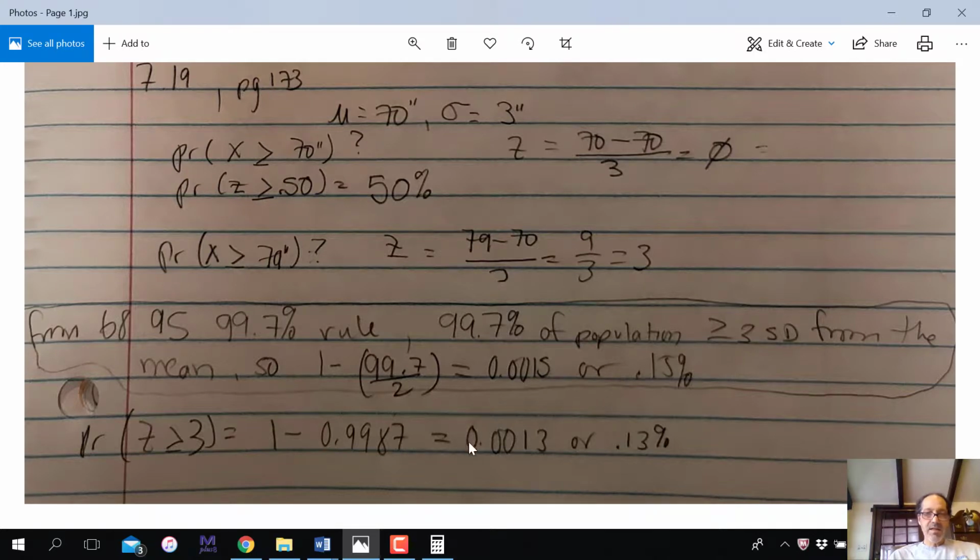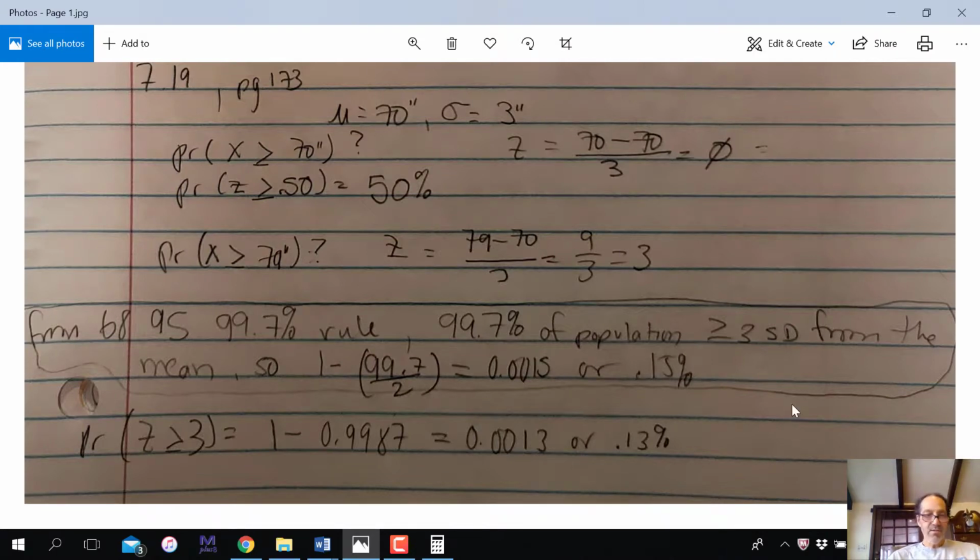And here I looked at the table and came up with 0.13%. So this is a good one to practice on. Make sure you understand how we derive these values logically. I didn't even really need to go to the table at all, since I used this 68, 95, 99.7 rule. Or you can go to the table and do it.